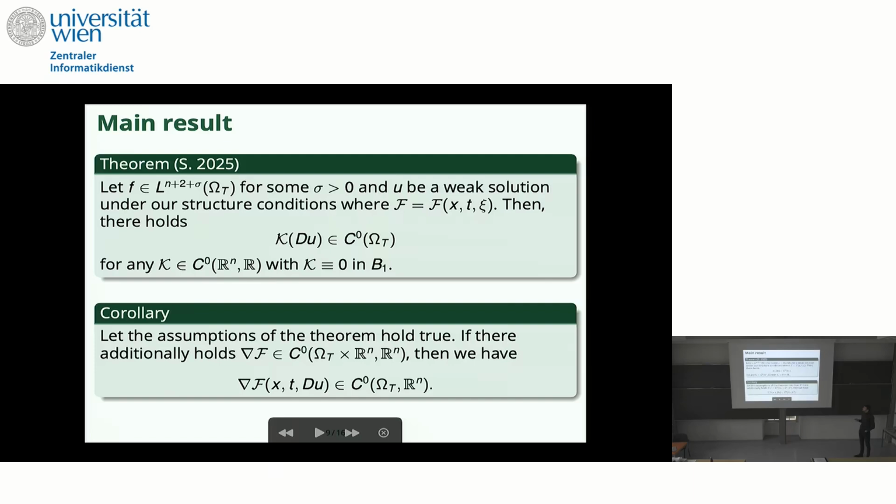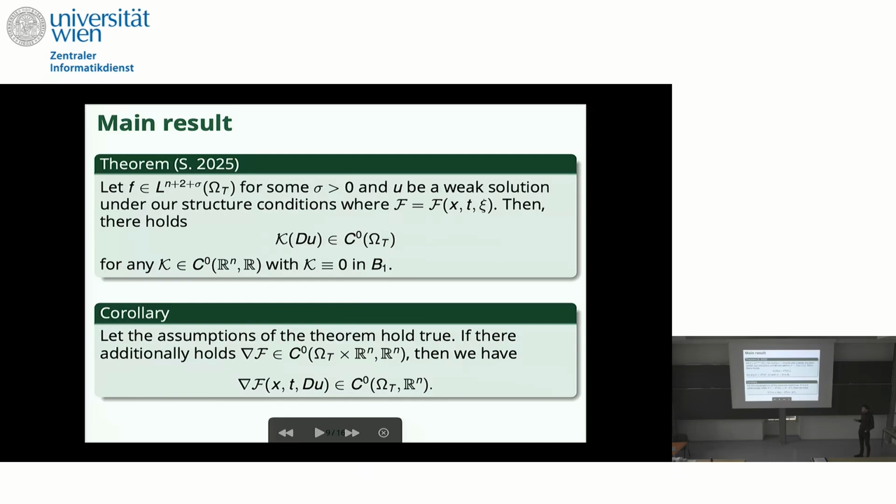So recall, we consider right-hand side f at least in L^{n+2+σ}, and u a locally Lipschitz solution to our structure conditions, so the regularity assumptions and this widely degenerate ellipticity condition. Now also in the case where we can allow an x and t dependence. Yeah, and then we get the same regularity result. Not the gradient itself is continuous in general, but this composition K of Du is continuous for any continuous function vanishing in the unit ball. Okay, great, we get the same result.